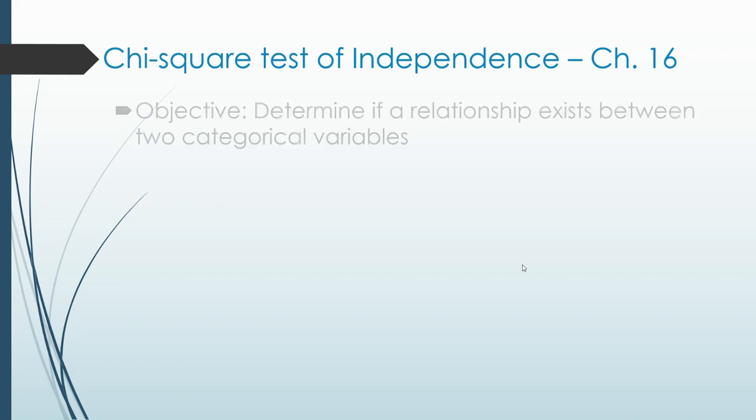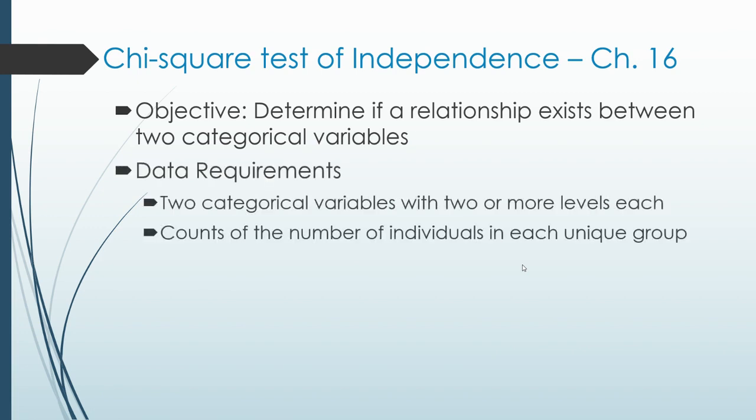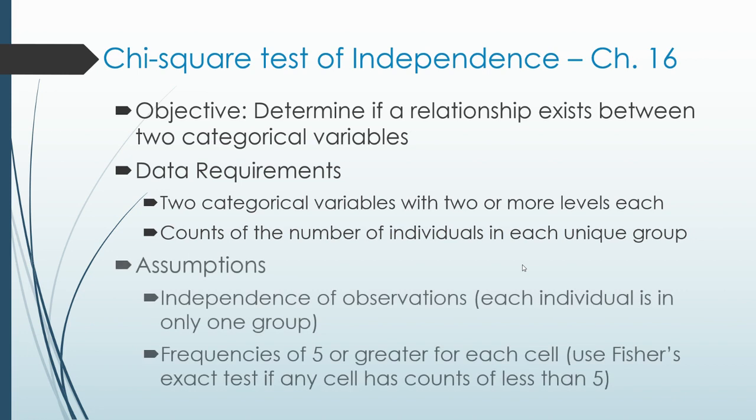And so just to go back to the first part of the Chapter 16 overview, the objective, recall, of a chi-square test of independence is to determine if there's a relationship between two categorical variables. There are certain requirements for the data, namely that you've got two categorical variables with two or more levels each, and that the data consists of counts of the number of individuals in each unique group.